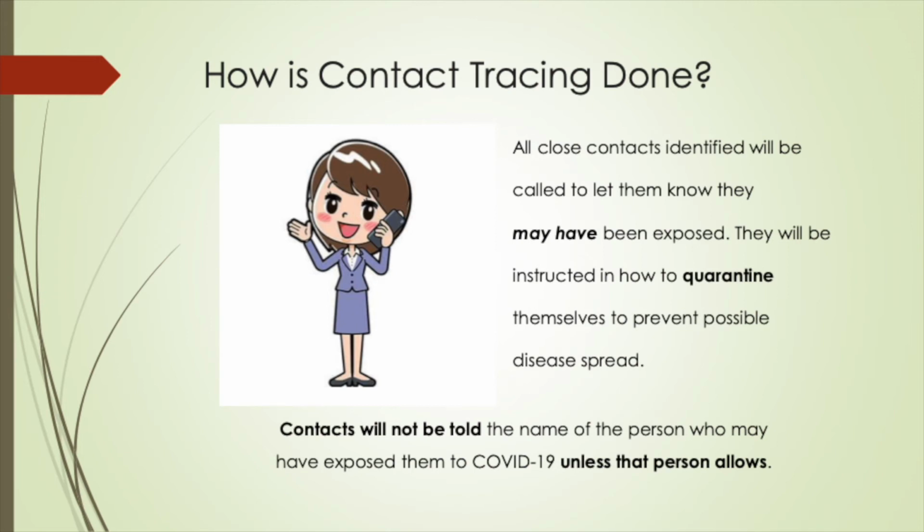So the person with the disease isolates so they can't give it to anyone else. A close contact is asked to quarantine themselves in case they do have it, so they won't give it to anyone else. Contacts will not be told who they may have been in contact with the disease unless the person with the disease specifically allows that. So that's one way privacy is protected.